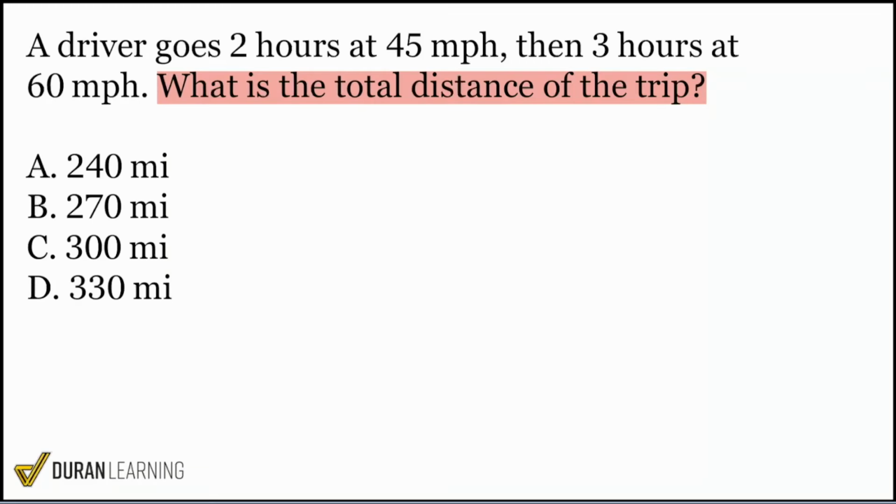Okay, here we go. Starting from the top. A driver goes 2 hours at 45 miles per hour, then 3 hours at 60 miles per hour. My party people, I'm confused because this question reads, what's the total distance? But I'm looking at this and 2 hours, that's not a distance. 45 miles per hour, that's not a distance. 3 hours, that's not a distance. 60 miles an hour, that's not a distance either. That's a time, that's a rate, that's a time, that's a rate. Everybody, how do they expect us to add the distances together if we don't have the distances?